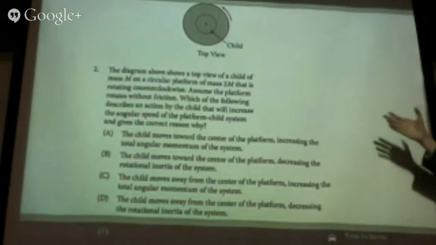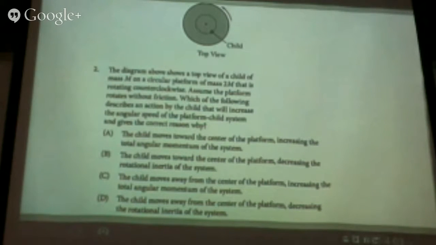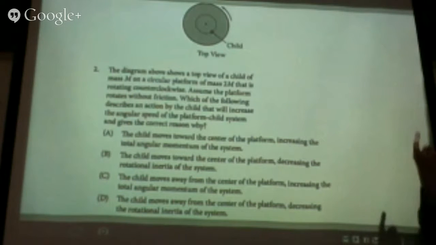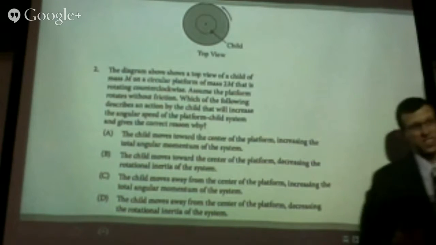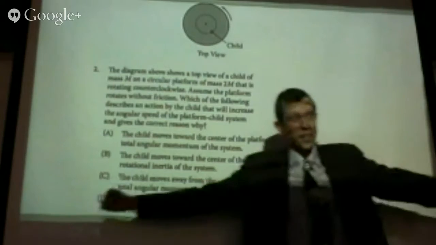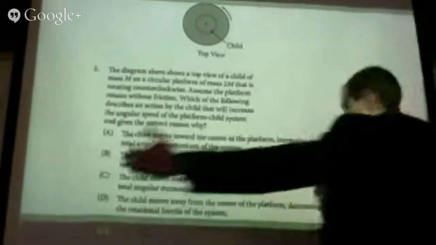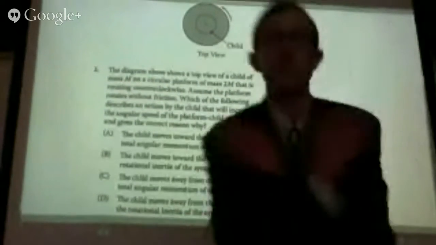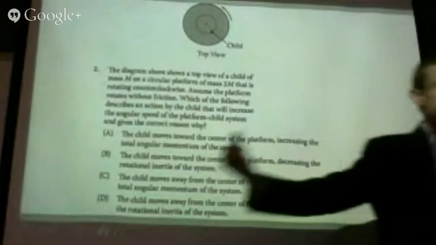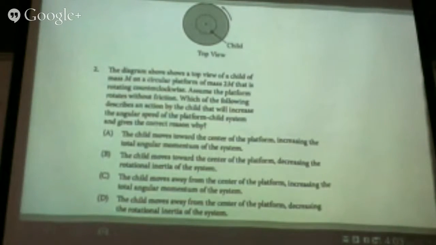Since we don't have any external forces or external torques on this, we know momentum is going to stay the same. Momentum here is the product of angular speed and the rotational inertia. So if rotational inertia goes down, angular speed has to go up. This is exactly the same problem as the ice skaters spinning around with their arms out, and then they bring their arms in and they start spinning really fast. The same thing. We bring our mass in closer, and we increase the speed at which we're spinning.